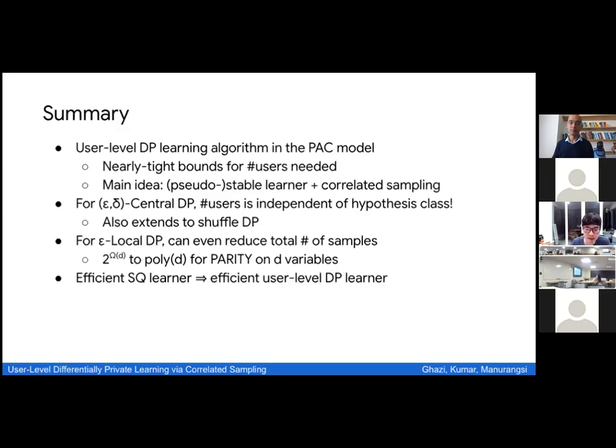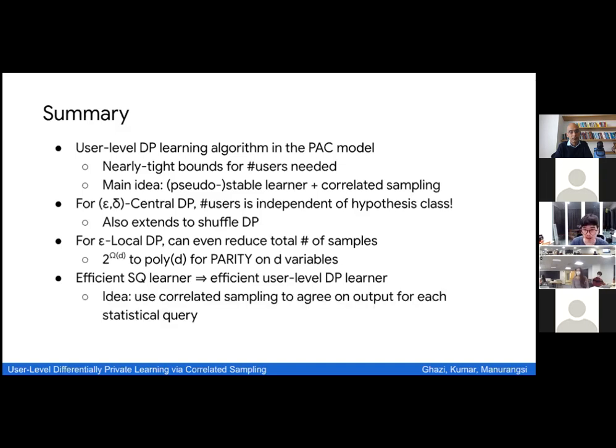One thing I didn't talk about at all is the efficiency of the learner. In general, these learners are not efficient because you have to build a probability distribution over many hypotheses. But if you have an efficient SQ learner, then we also give a translation to an efficient user-level DP learner. The idea is to use correlated sampling again, but just to agree on the output of each statistical query. So basically, make sure that everyone rounds their answer to the statistical query in the same way. Yeah, so those are our main contributions.